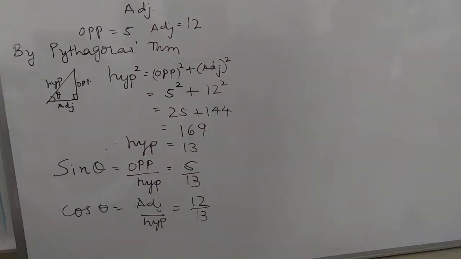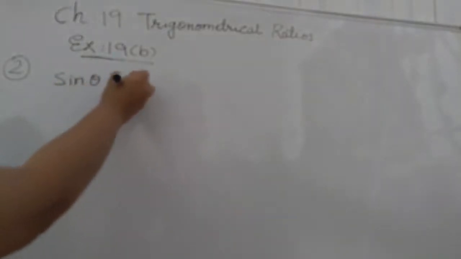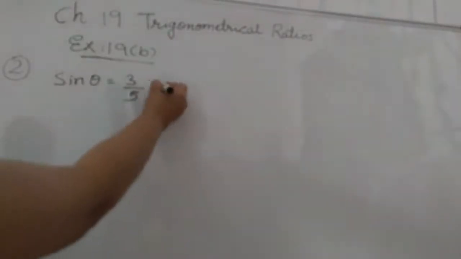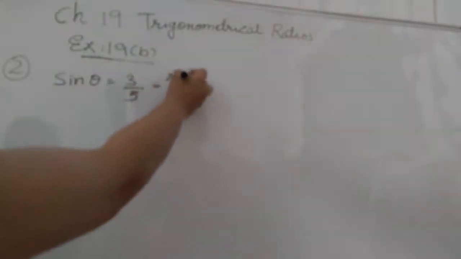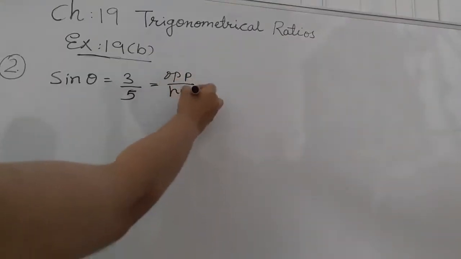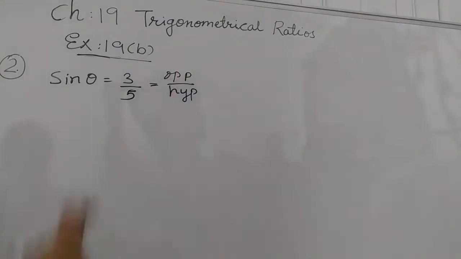So here we have completed question 1. Question number 2, exercise 19b. Here sin theta is equal to 3 by 5. We are given the sin theta value as 3 upon 5. Theta is an acute angle. So find cos and tan theta. We all know sin theta is opposite upon hypotenuse. Now which side is unknown to us? That is the adjacent side. But for our cos and tan theta we need the adjacent side.